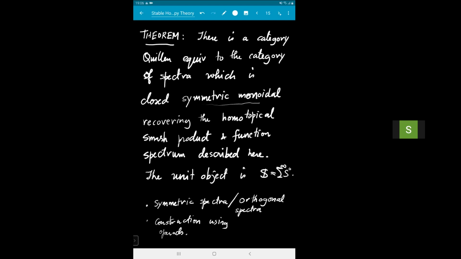But it has been done, and symmetric spectra are reasonably nice to understand and to compute with. Okay, so I am really out of time, so I will stop here. Let me stop sharing the screen.